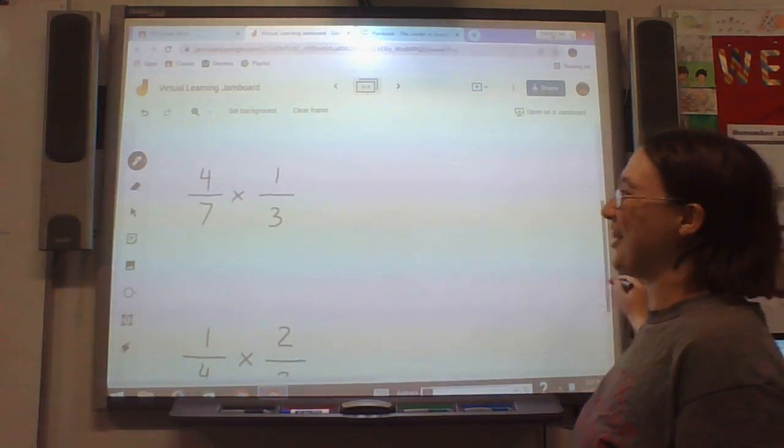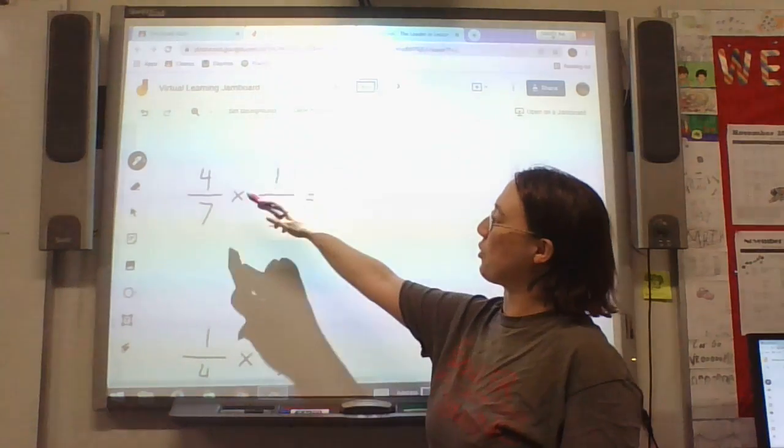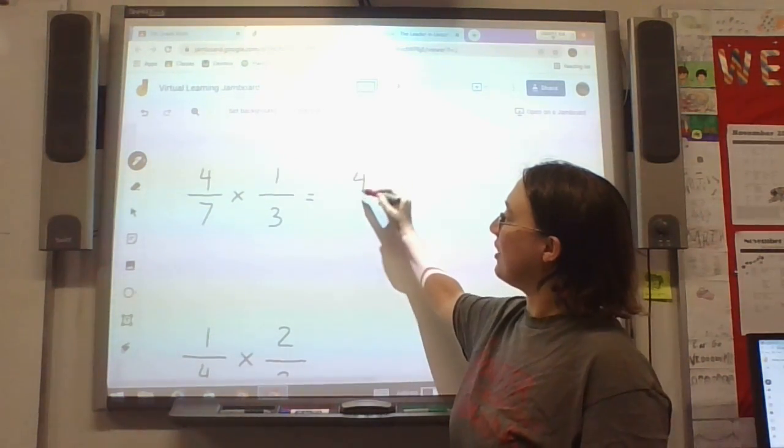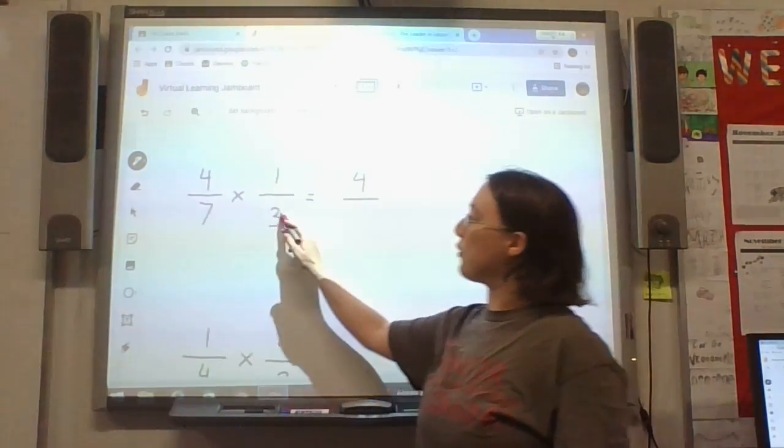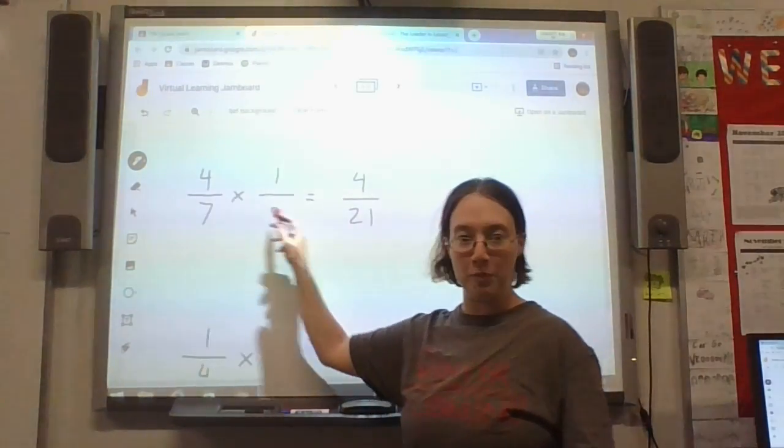Okay, let's try another one. Let's say I got 4 sevenths times 1/3. So again, we're really just taking 4 times 1, which is 4, over 7 times 3, which is 21. So we're multiplying the tops, we're multiplying the bottoms.